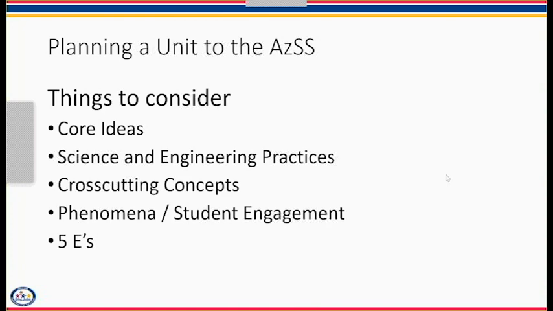Phenomena and student engagement. You guys kind of said that one, just didn't pick out the word phenomena, but we're going to call that phenomena. That's going to be threaded throughout your unit to make sure that students understand why they are learning what they're learning and why it's important. And this one is not necessary, but for this process, the 5E model does have a role.